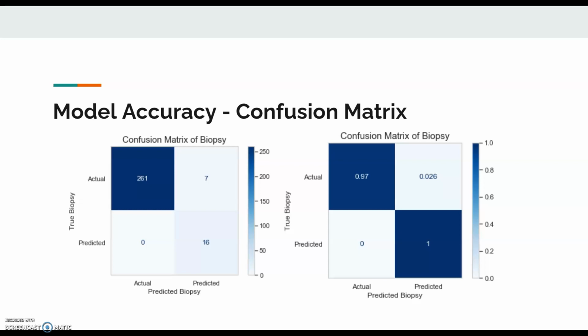In this case, we want a higher recall score. We don't want to miss people who actually need a biopsy and not have them get one. So this is great.